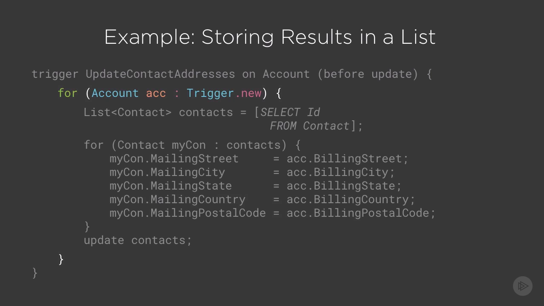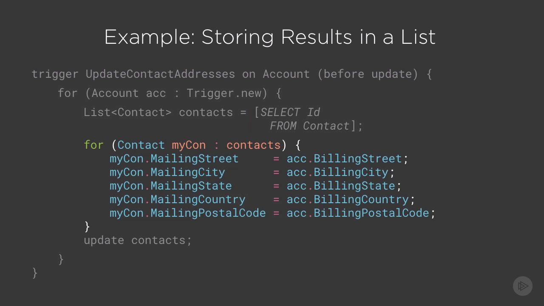Next, we'd have our customary loop across trigger.new, setting our temporary account variable to acc. Then we have our SOQL query. This query would get all of our contacts and store it in a list we're calling contacts. Once we have our list of contacts, we loop through this list and set all our contact address fields to the address fields of our account.